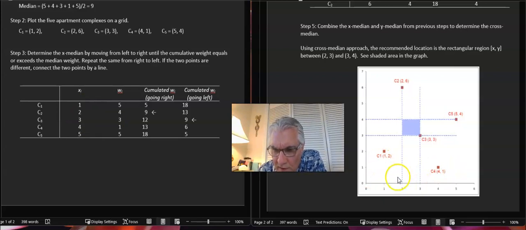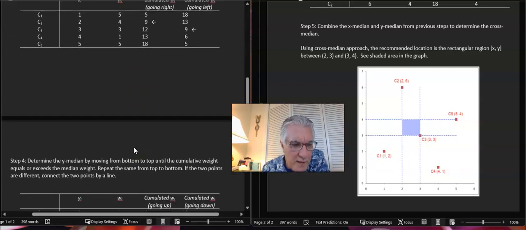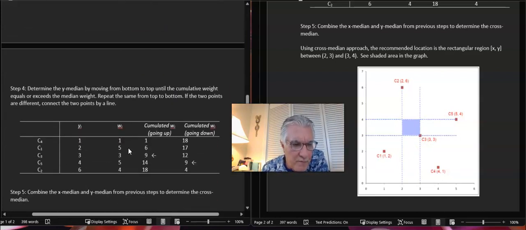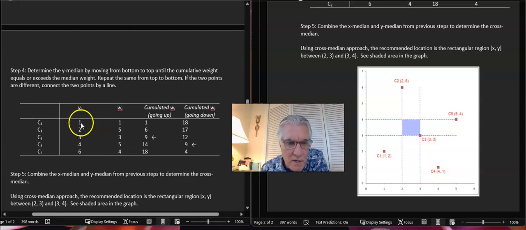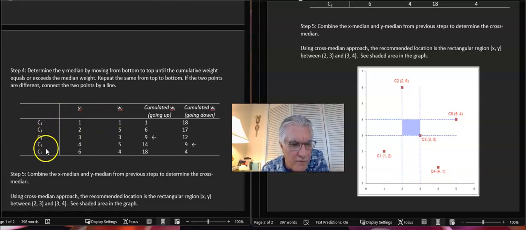So what they did was they ran a vertical line at x equals 2 and x equals 3. So that defines the x-axis of the area that would best serve all 5 apartment complexes. So then we come down and we do the same thing for y. For y, we have C4, 1, 3, 5, and 2.